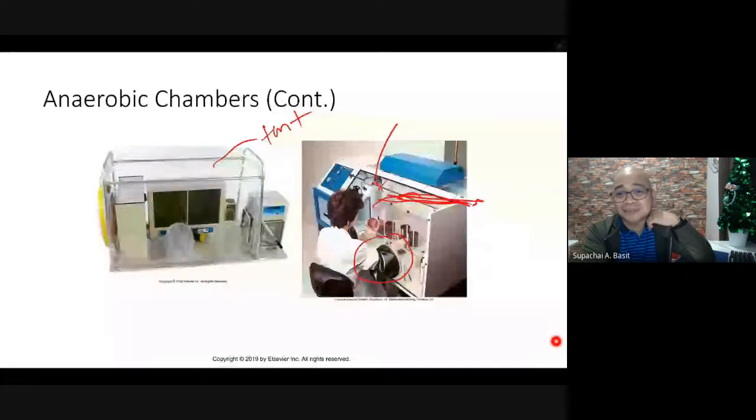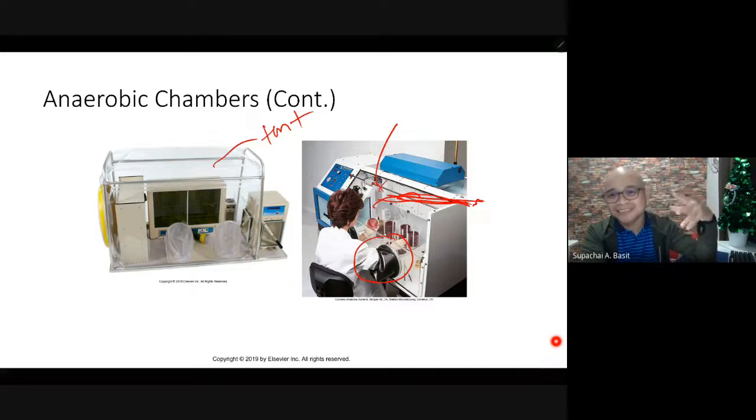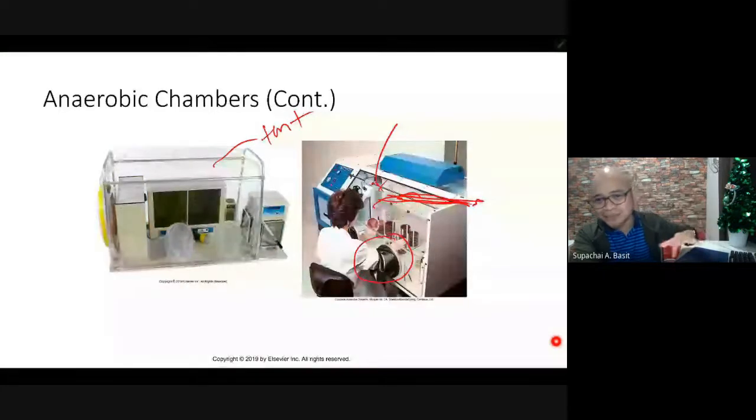Ang meron lang tayo yung biosafety cabinet, because it's really expensive. And syempre, we will not allow our students to be exposed to anaerobic bacteria, because anaerobic bacteria are actually more dangerous than the aerobic bacteria, although they are also dangerous as well. But most of the anaerobic bacteria are highly pathogenic.